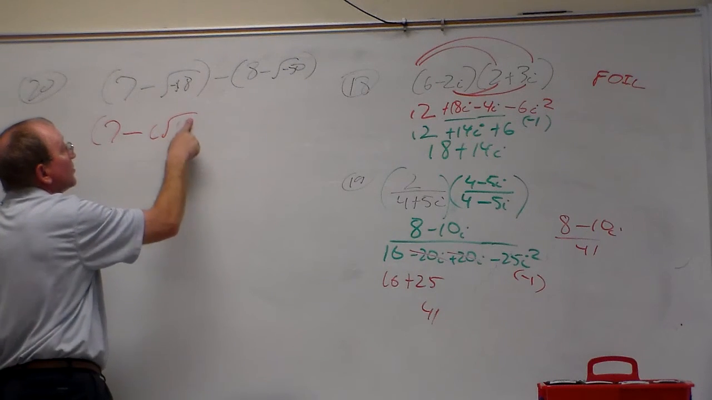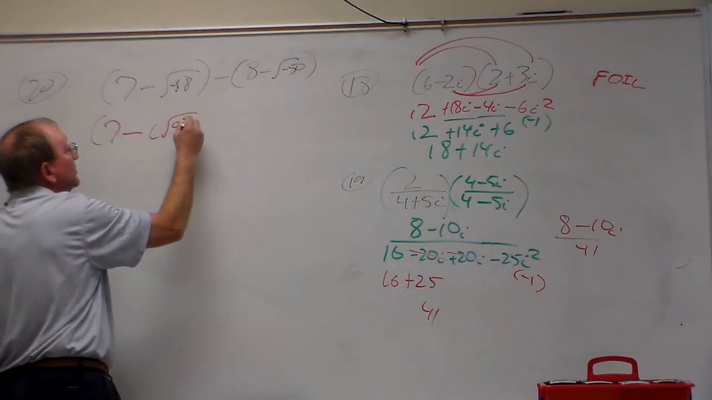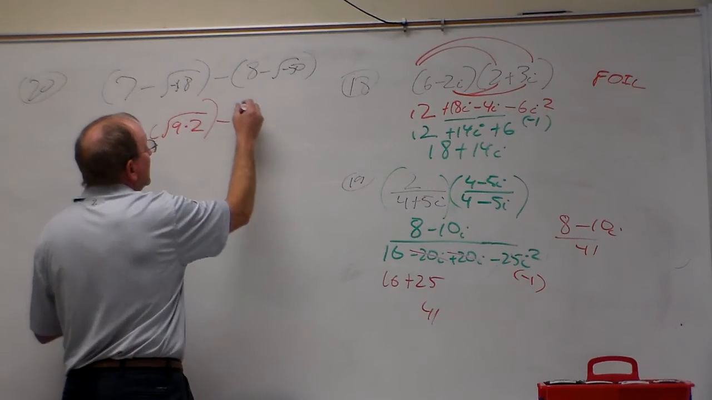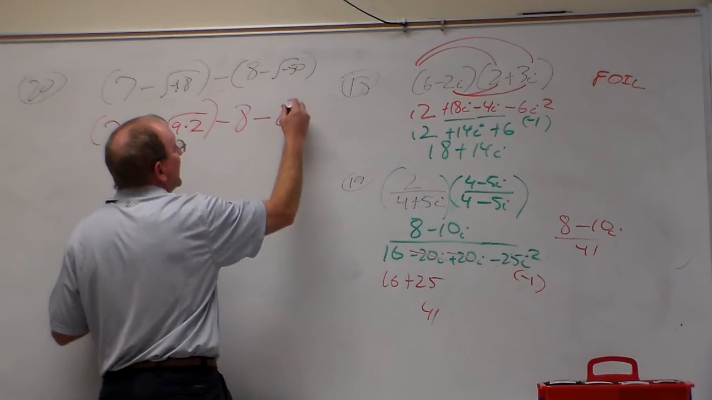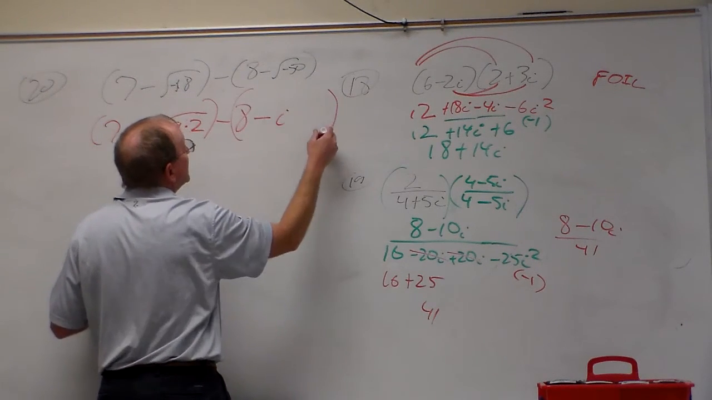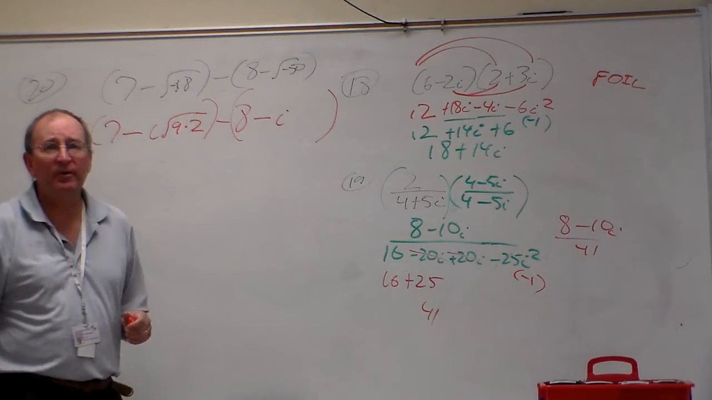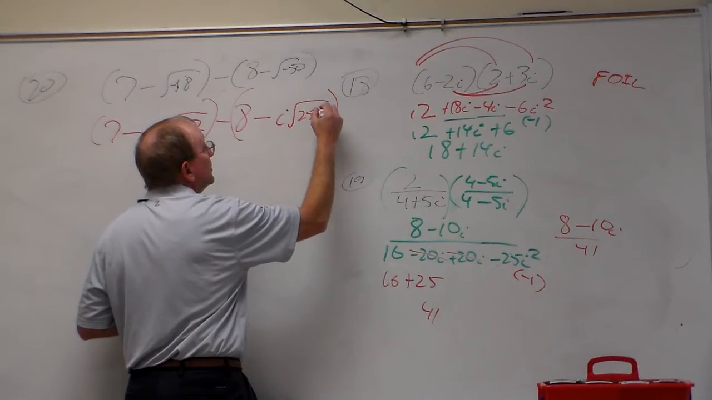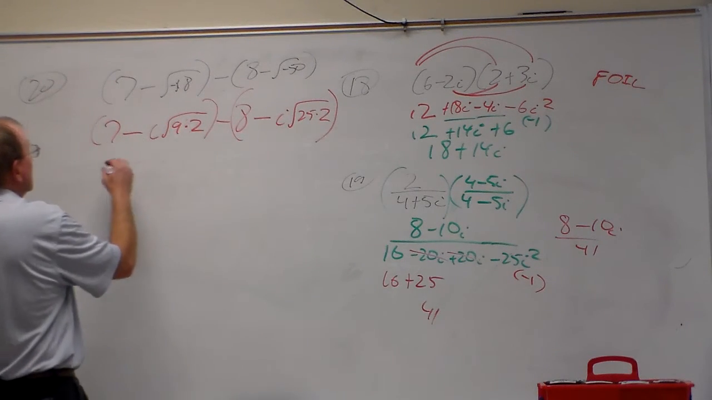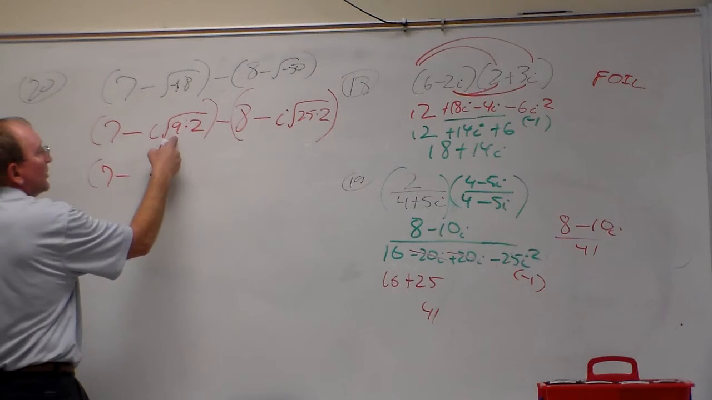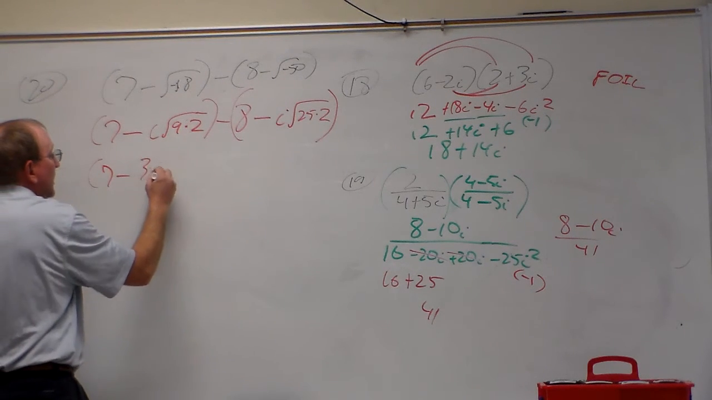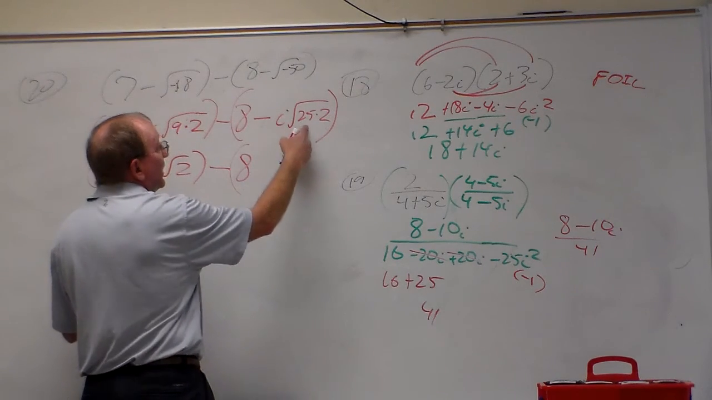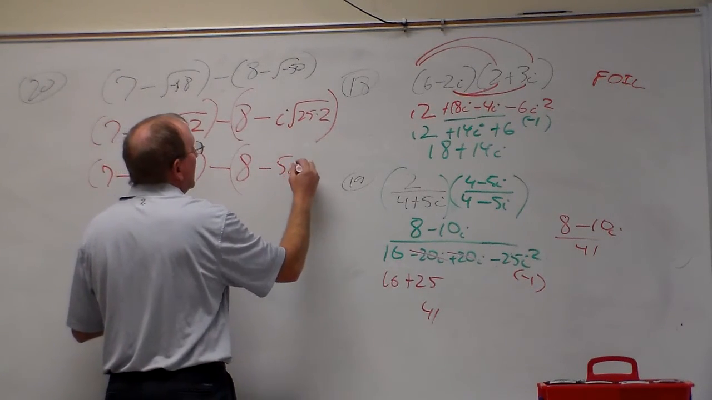And 18 is the same thing as 9 times 2, isn't it? Minus 8, minus, I have to pull the i out. The whole thing's minus. And what square root values go into 50? 25 and 2. So that means I'll have 7 minus, what's the square root of 9? 3. 3i square root of 2, minus 8, in parentheses here, minus 5i square root of 2.